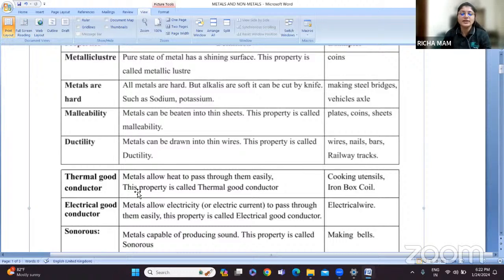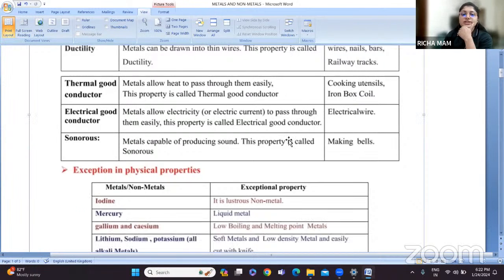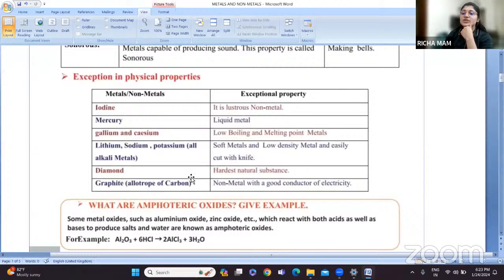On the other hand, metals are good conductors of heat and electricity, and non-metals are bad conductors. Metals are sonorous; they can produce sound. Non-metals do not produce sound, so they are called non-sonorous. So these are the physical properties of metals and non-metals, and we have seen the exceptional cases of some of the metals and non-metals.